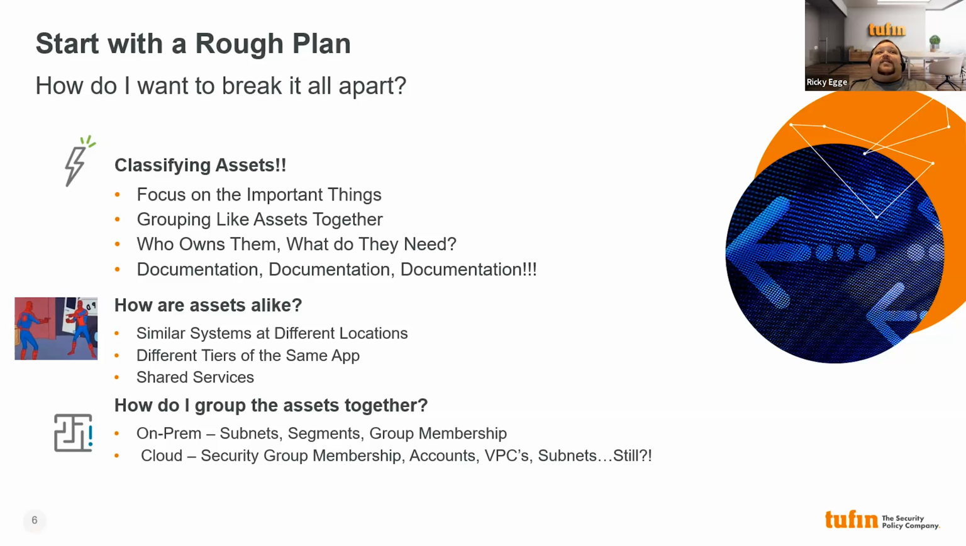And then look at things like shared services, like your monitoring and management, your user base, etc. And then finally, how do I group these assets together? And this is where you get into things like security group tags, and in on-prem environments, you're looking at subnets, segments, group membership. In the cloud area, you're looking at security group membership. You're looking at accounts and VPCs, and even still subnets.